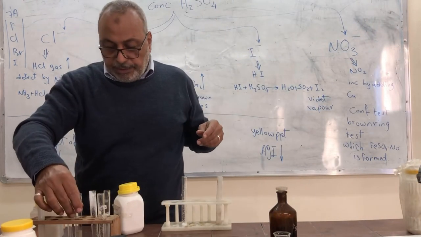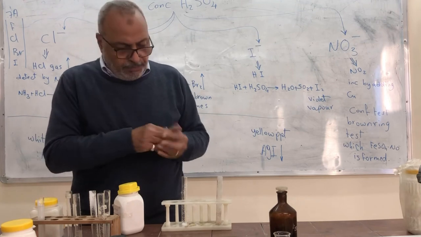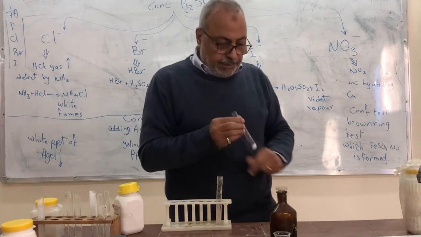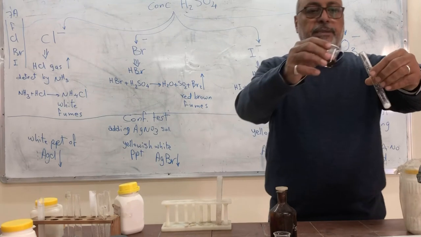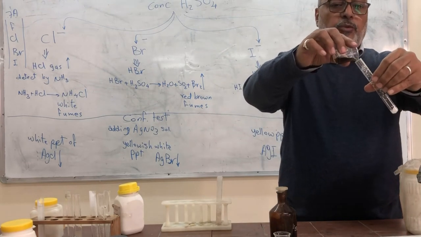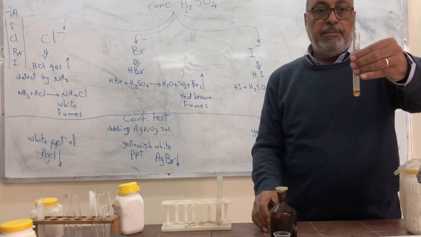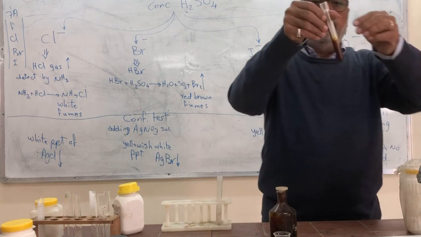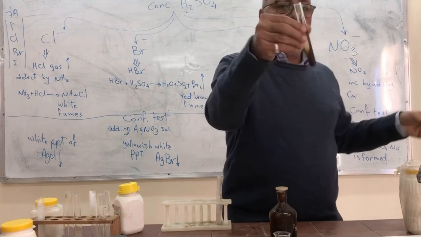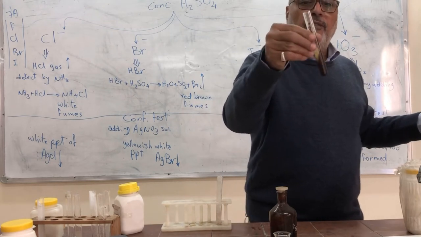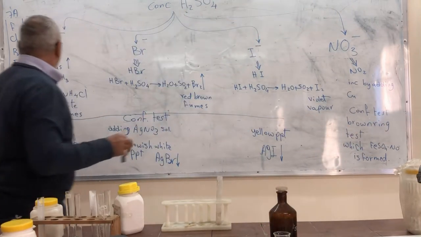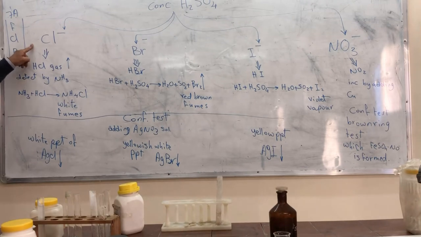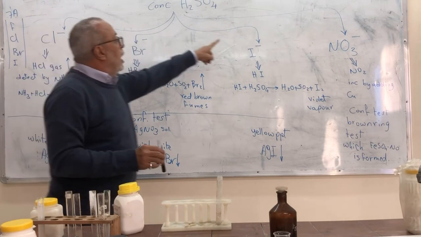The third one is iodide. We add H2SO4, the main agent, to it. It will form violet vapor of iodine. So this group includes chloride, bromide, and iodide.